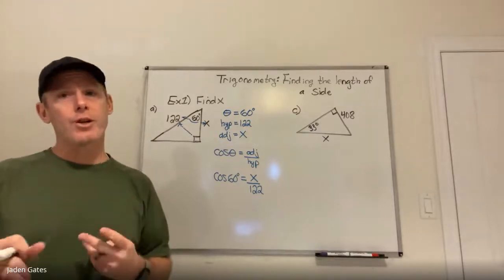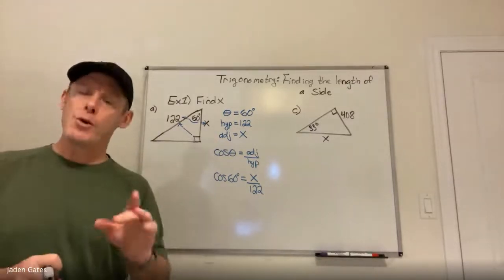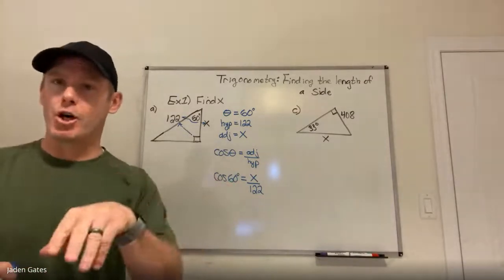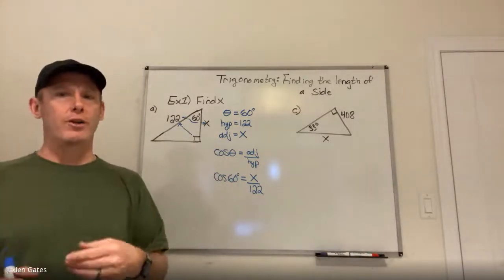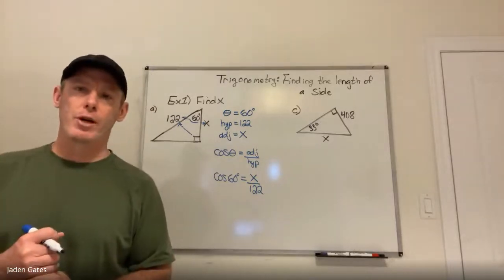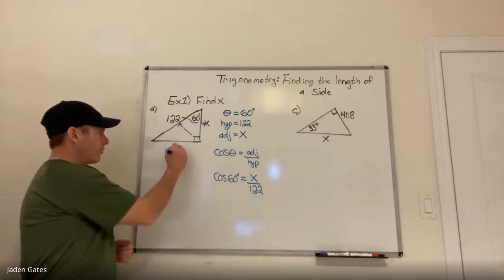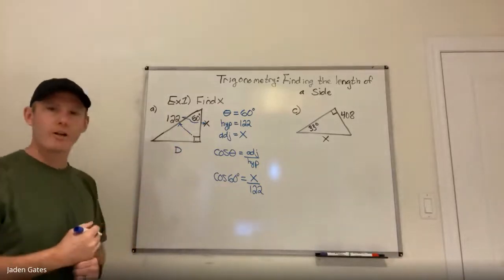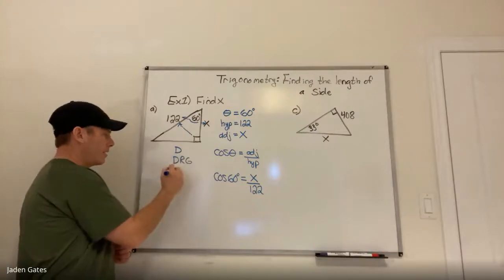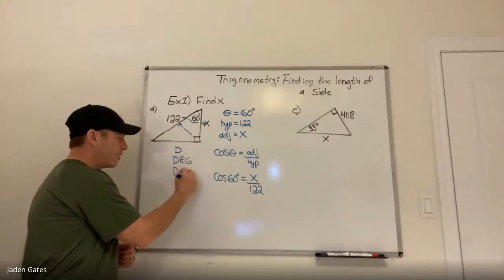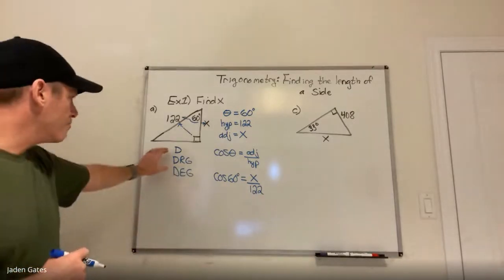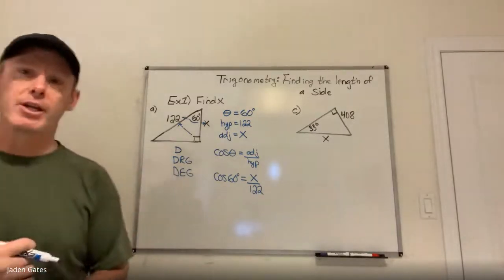Now calculators are about 50-50. Some you have to hit the cos button, then 60. Others you hit the 60 and then cos. You have to figure that out with your calculator. But before you even do that, you have to make sure your calculator is in degree mode, which means there'll be a little D on your calculator. What are the other ones I've seen? DRG, DEG. Those are all the things that you want to have. That's the mode that you want your calculator in. It needs to be in degrees.